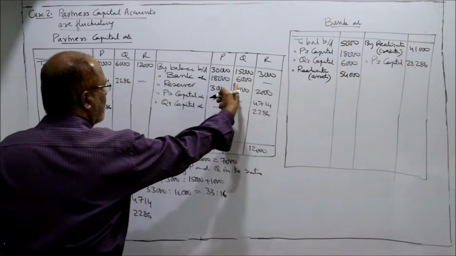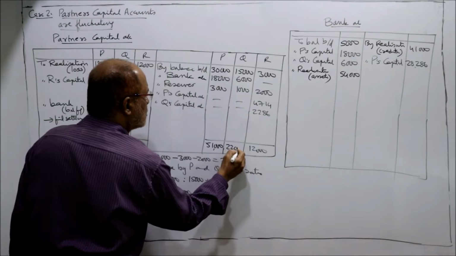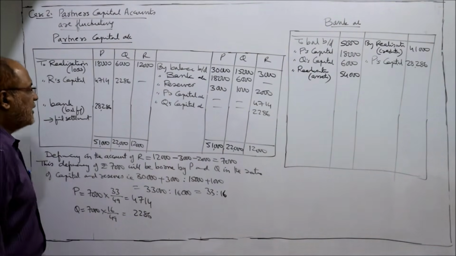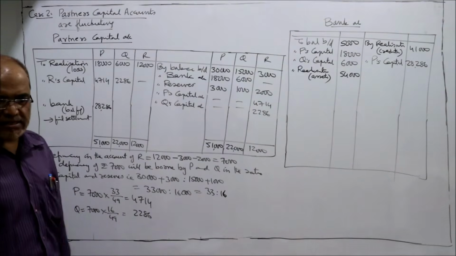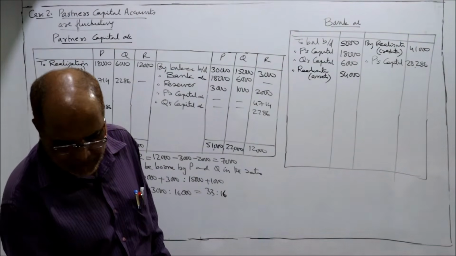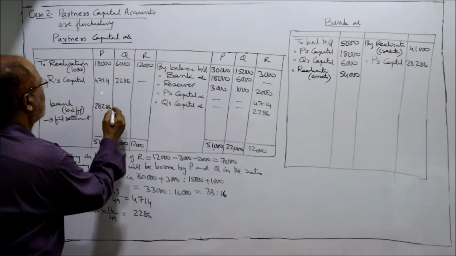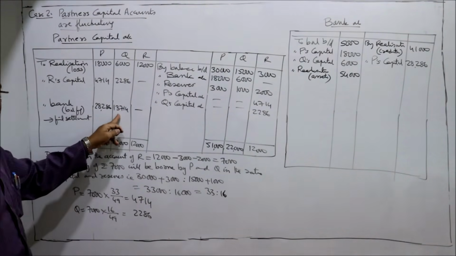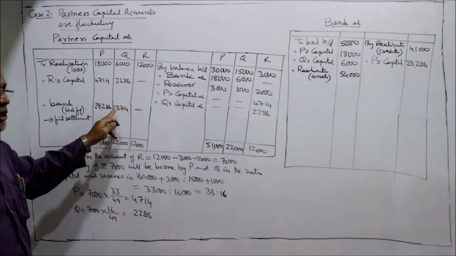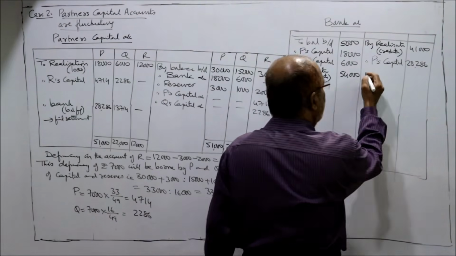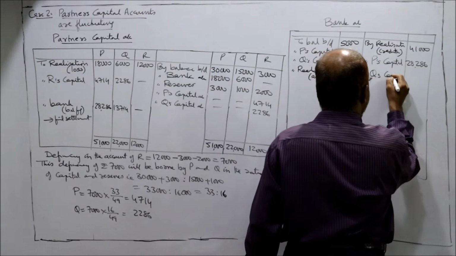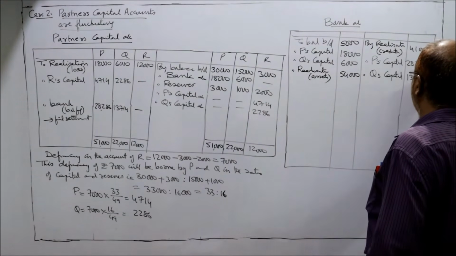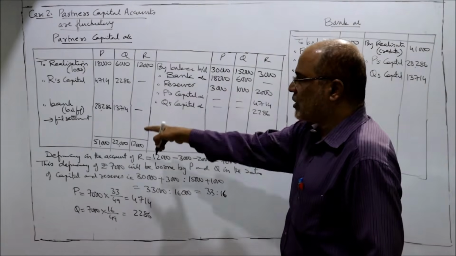Credit side 15, 21, 22. 22,000 is on the credit side. अब 22,000 में से माइनस करेंगे 6,000 और 2,000. So it will be 13,714. 13,714 should be paid to Q. So Q's capital account debit to bank, 13,714. Here the accounts are closed.